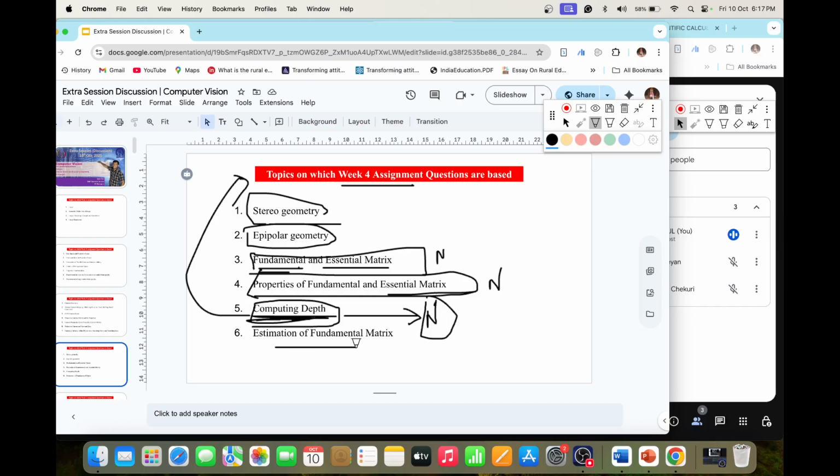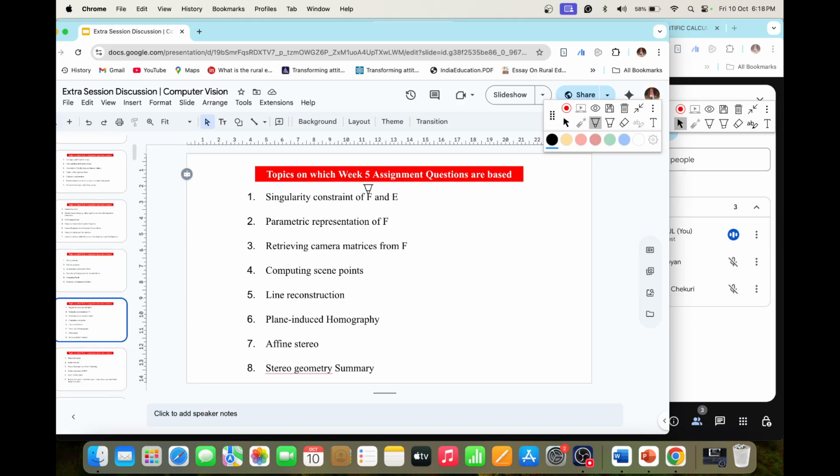At last, estimation of fundamental matrix, that is more important for your theory, because calculating the fundamental matrix requires a lot of time. So definitely your numerical won't come from this estimation of fundamental matrix, but concept-wise you can just look into it. Okay, so these are the concepts related to your week 4 questions. Okay, and then moving to week 5. Week 5 is a continuation of your week 4 only, because here also we are discussing stereo geometry only.